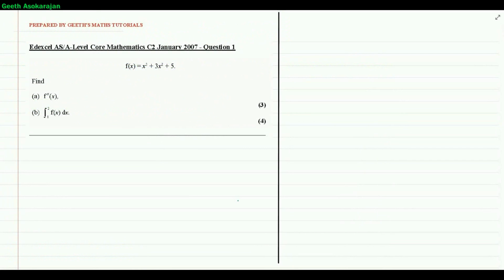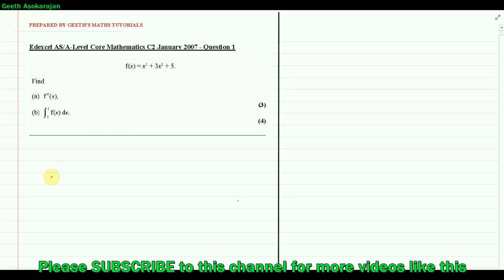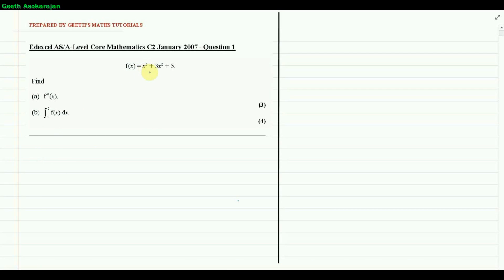Right, so let's try this past examination question. This question comes from the Core Mathematics C2 January 2007 Edexcel paper, and this is question number 1. So let's take a look. f of x is defined as x cubed plus 3x squared plus 5, and we need to find in part A f double primed x.